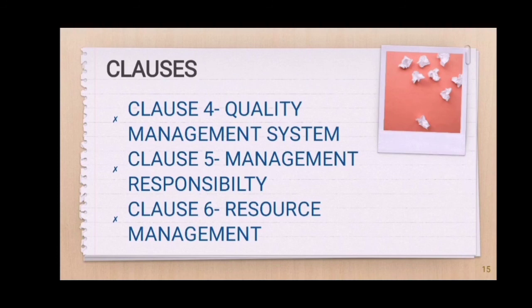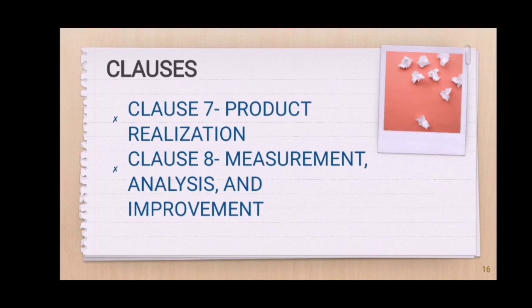And then the clause 6, the resource management, consists of competence, awareness, and training, infrastructure, and work environment. And then clause 7, the product realization, consists of planning of product realization, the customer-related process, and the customer communication. And lastly, clause 8, the measurement, analysis, and improvement, composed of general requirements, monitoring and measurement of customer satisfaction, internal audit, and analysis of data and continual improvement.